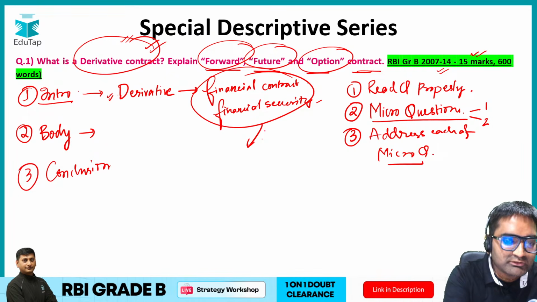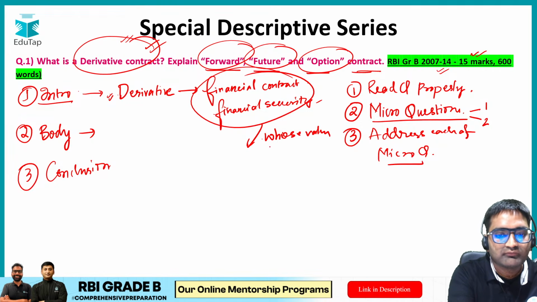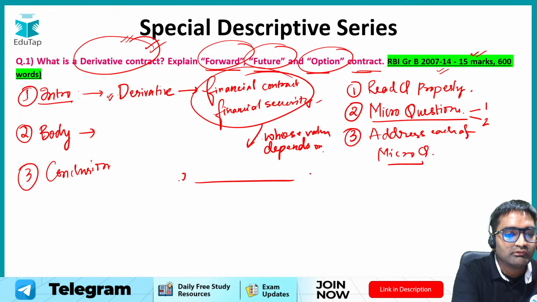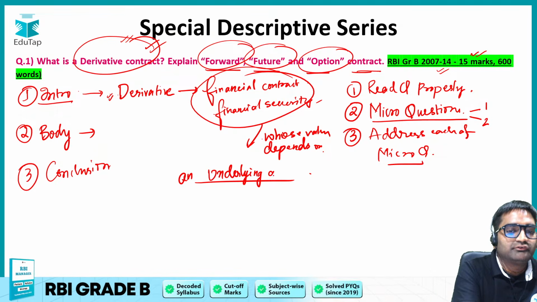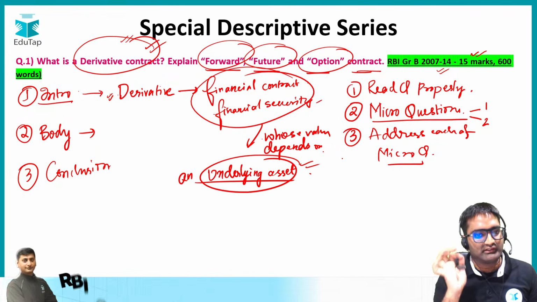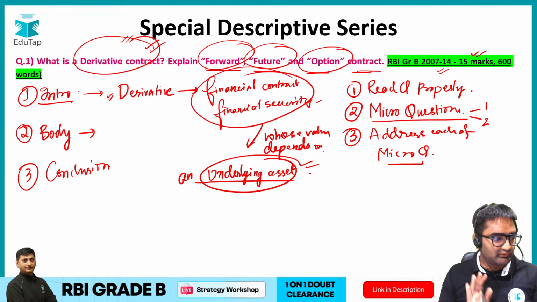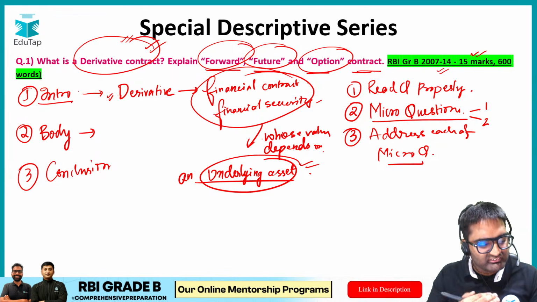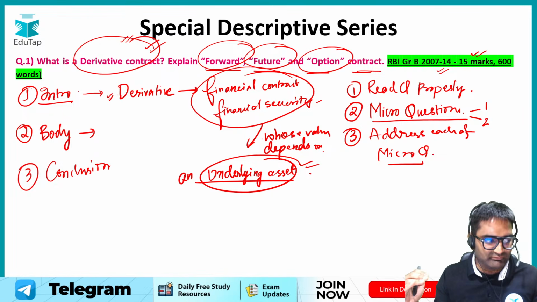So here you definitely should have this thing, whose value depends on what? Who will tell me? On an underlying asset. Okay, so this is a very important keyword that you should definitely have in this answer. If this underlying asset part is not there, of course you are not going in the right direction, and the evaluator will understand that you do not have the basics. There are certain keywords which you cannot compromise on. They should definitely be there.